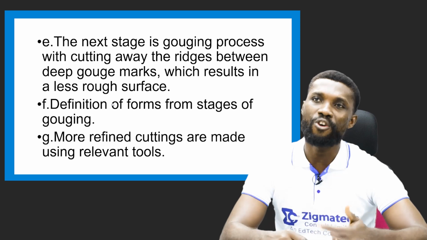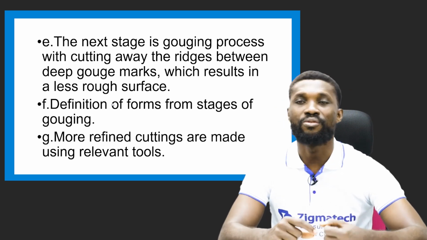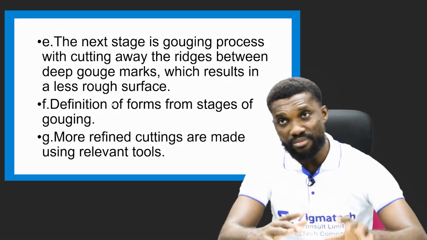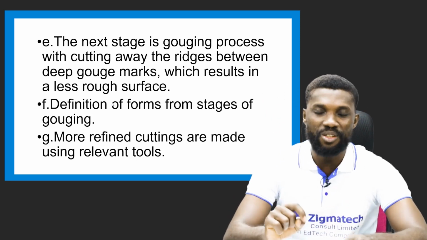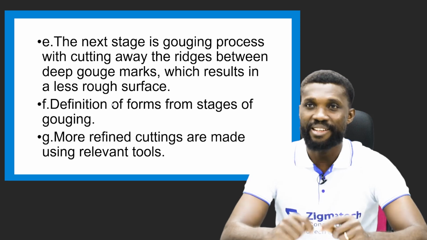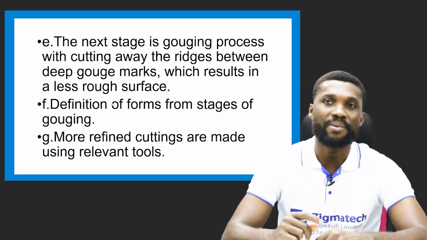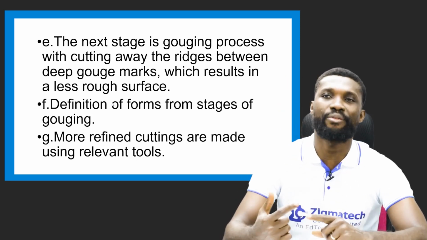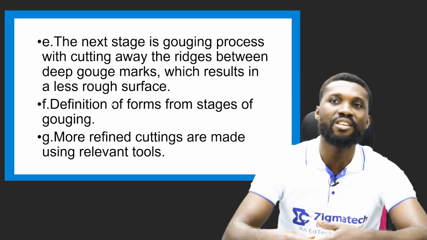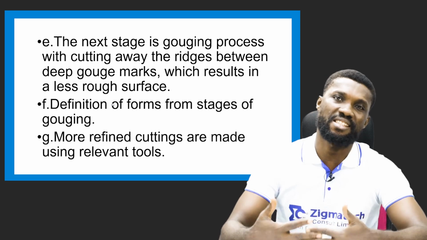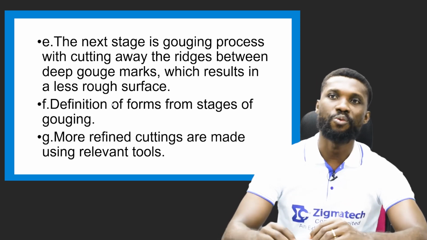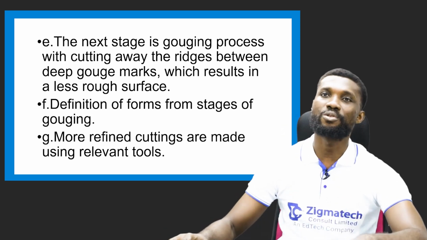Now, definition of forms from the stage of gouging. After you've gouged out the places you don't want, you start defining forms. If you need to put an eye, you start defining the eye, then you start bringing out the forms, one step at a time. Now, more redefining, more cutting, more making use of relevant tools, to bring the work to its desired taste. So those are some of the procedures you consider while drawing.